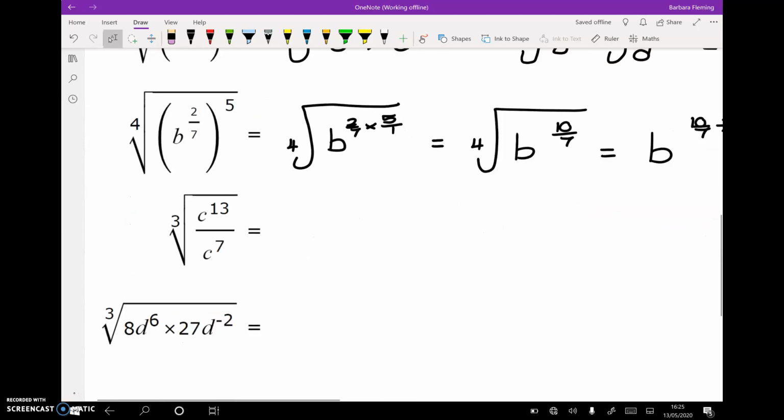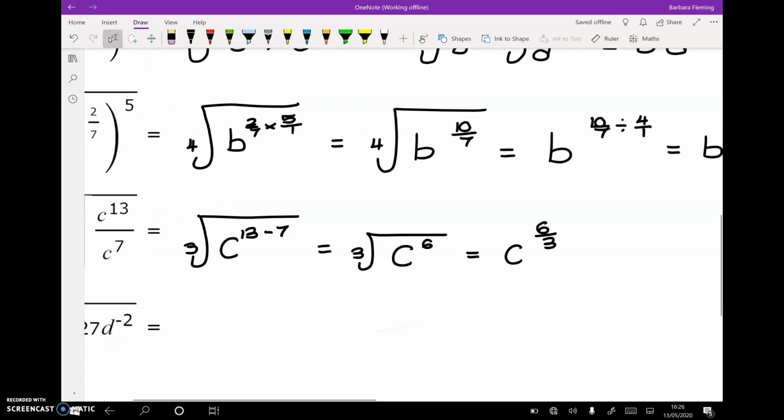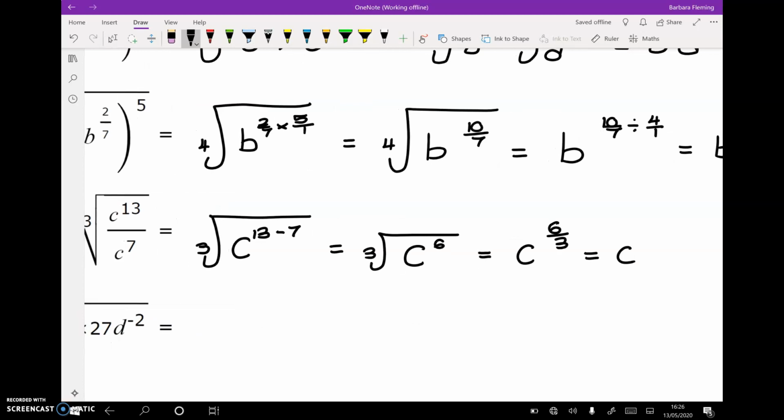Okay, our second last one now. So we've got a division to do, so we've got the cube root here. And then remembering that c to the power of 13 divided by c to the power of 7 is c to the power of 13 take away 7. So thinking about your division rule. So that is the cube root of c to the power of 13 take away 7. That's going to leave you with 6, which equals c to the power of 6 divided by 3. And that equals c to the power of 2.